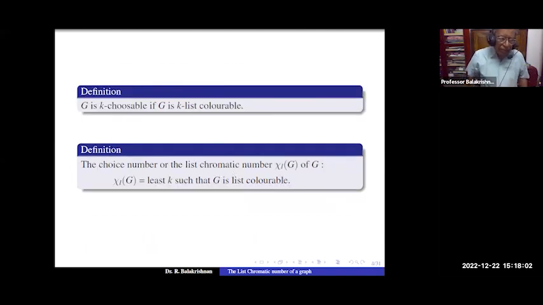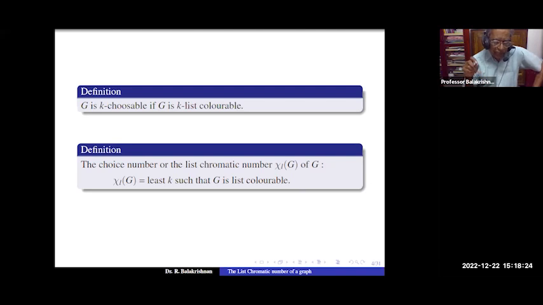Now, you say that G is k-choosable if G is k-list colorable. The two concepts are one and the same. You say either it is k-choosable or k-list colorable. So what is k-list colorable? At each vertex you have a k-list, and then you have to pull out a color and color the vertices. The resulting coloring must be proper.